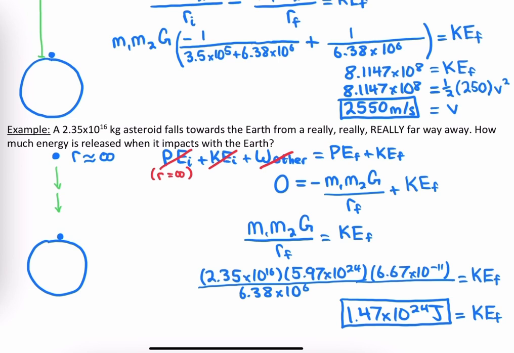Now, remember, that is the kinetic energy I have as I hit the ground. What I'm actually being asked for is the energy released when I impact the ground. And those two are going to be the same. As I hit the ground, there's a split second where I come to a stop. During that split second, my height isn't really changing at all. So the potential energy doesn't change, but my kinetic energy goes to zero. The Earth is going to stop the asteroid in a split second, and all that kinetic energy the asteroid had needs to go somewhere else, and it's going to be released as heat, as sound, as light, etc.